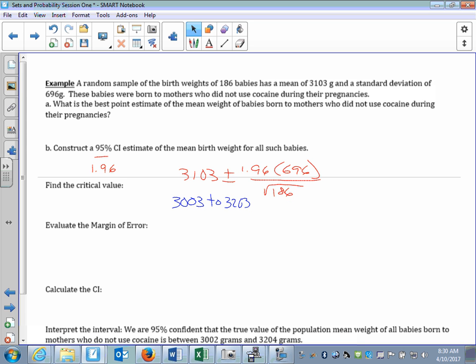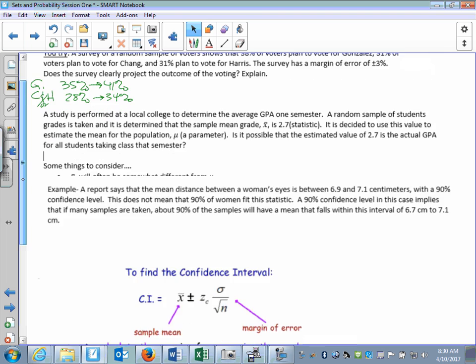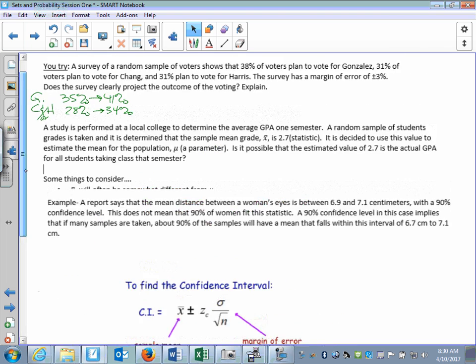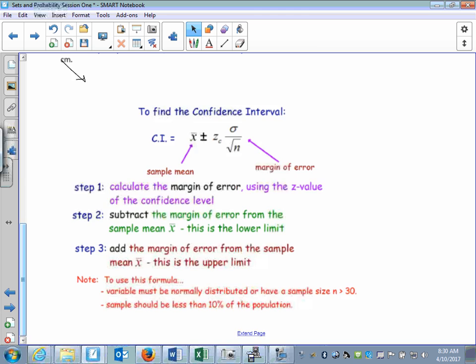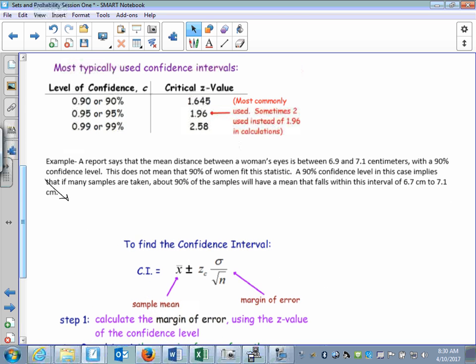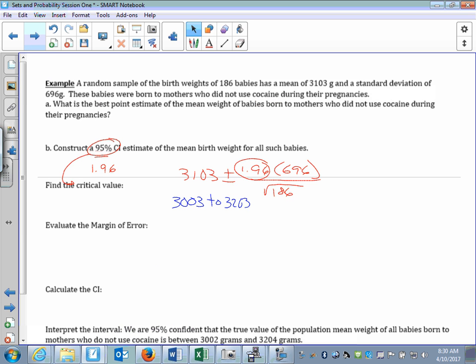Now, it says find the critical value. I'm not quite sure. Oh, I guess the critical value here is the 1.96 because of the 95%. Let's just go back and check to make sure that that's the way it was presented. See, in the table, where was that table? There it is. In the table, they did call the 1.96 the critical Z value. So the critical value was 1.96.